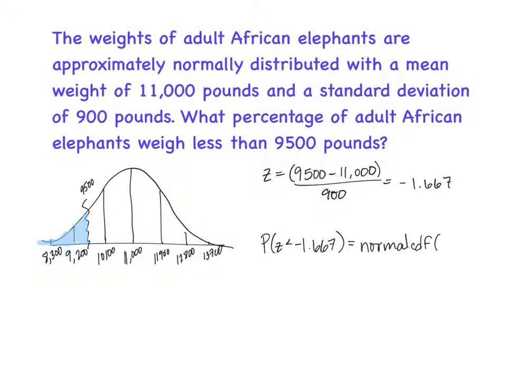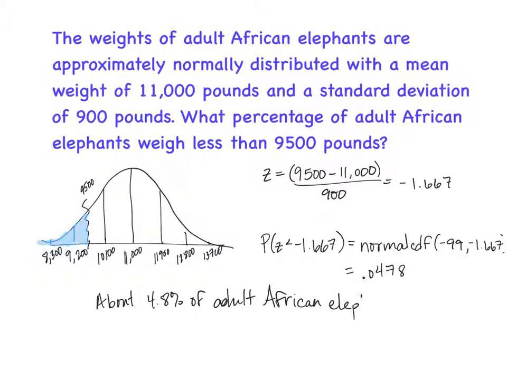Scroll down one to normal CDF, and because we want everything in this direction, our lower boundary is negative 99, which is essentially negative infinity for z-scores. It's an arbitrary number to use for negative infinity, but that's the commonly accepted one. And then we put the z-score of negative 1.667, and we push enter and we get 0.047, and I'll round that to 8. So what that tells me is that approximately 4.8% of adult African elephants weigh less than 9,500 pounds.